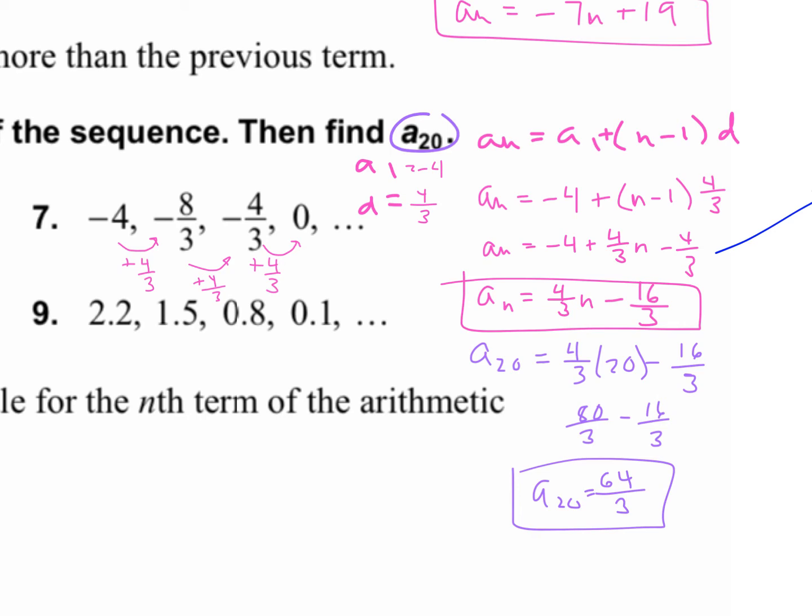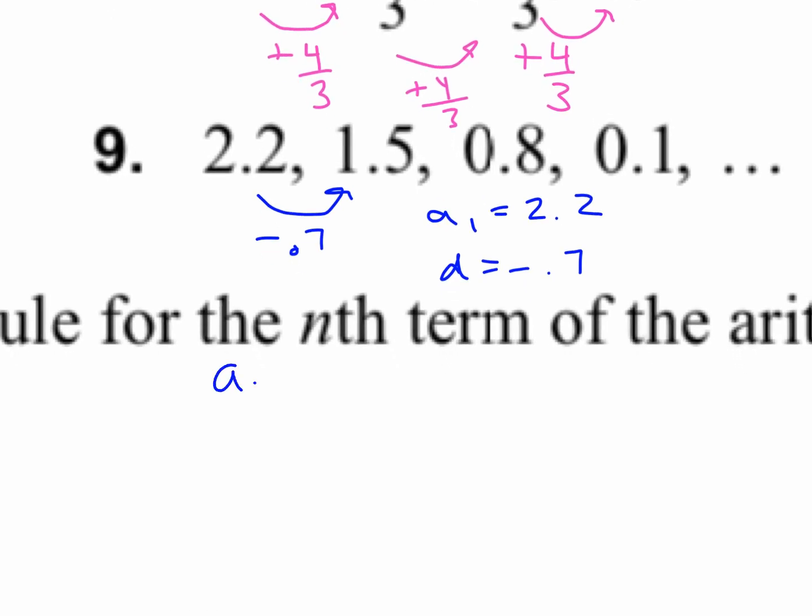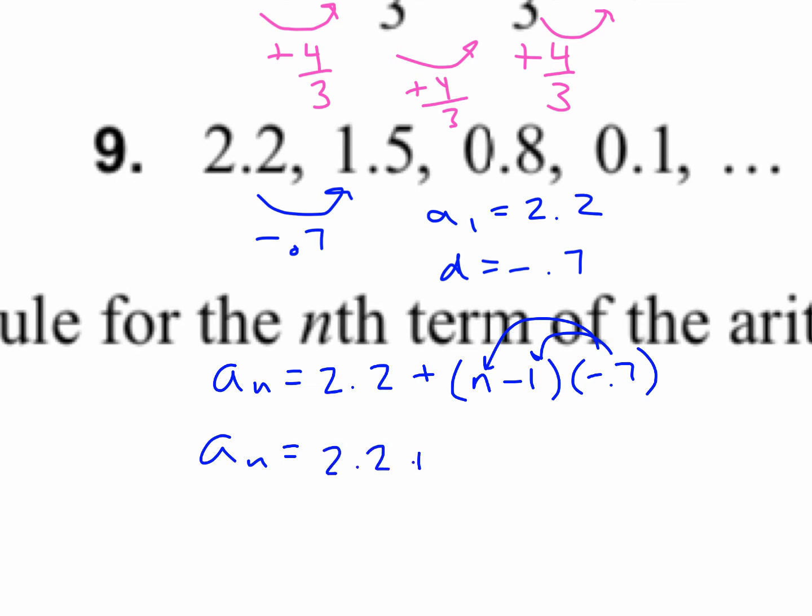All right, let's look at number 9. What are we doing to get from one term to the next? Subtracting 0.7. So what is our a sub 1? 2.2. And what's our common difference? -0.7. So we plug that into our formula. We have a sub n is equal to a sub 1 plus n minus 1 times d. So we can distribute our d. 2.2 plus, or minus, actually, this would be a minus now, 0.7n plus 0.7.